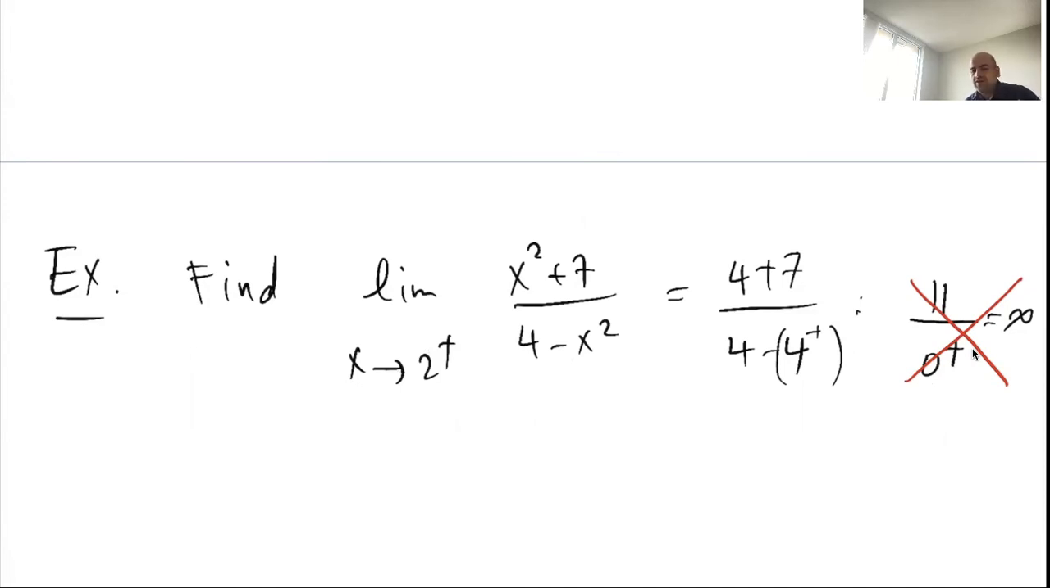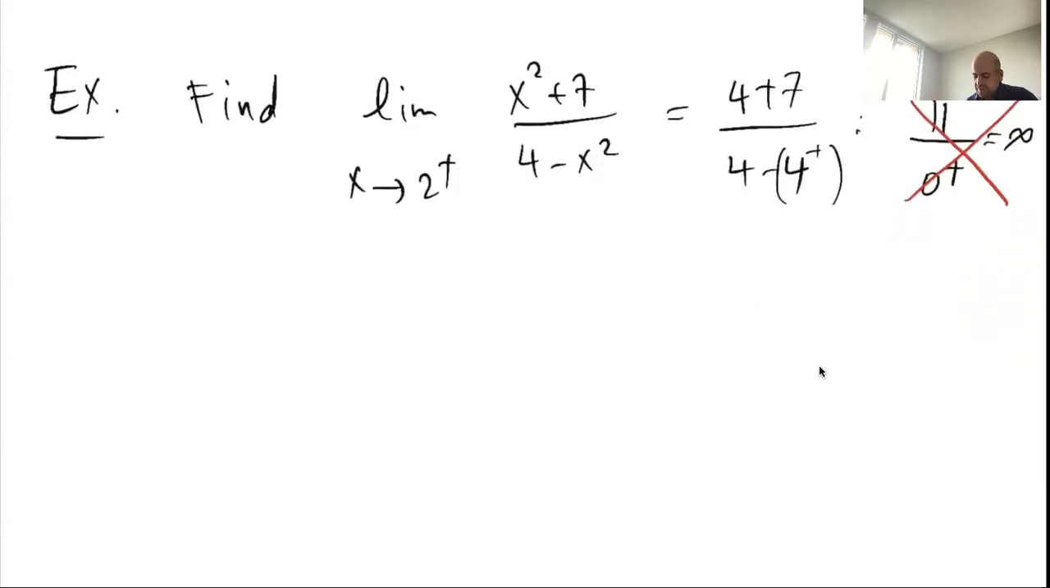You have to think about the concept. What is the meaning of 2 plus? It means x is a little bit bigger than 2. If x is a little bit bigger than 2, it means x squared is a little bit bigger than 4. So that's why I wrote 4 plus here. The reason I wrote 4 plus here is, if x is bigger than 2, then x squared is bigger than 4. So that's why I wrote 4 plus.